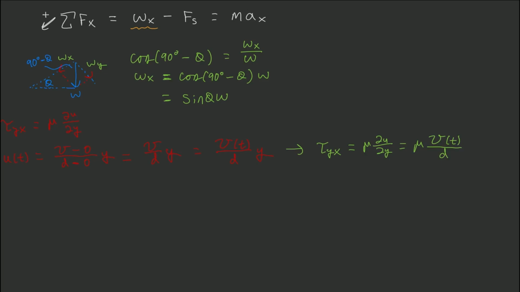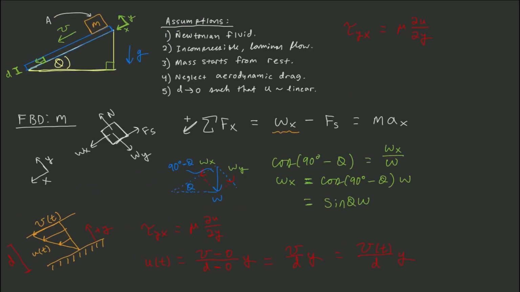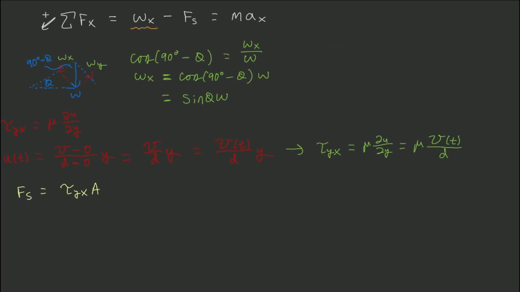Okay, so that is our shear stress within the fluid at any given moment. Now what we can write is Fs is equal to tau yx times A, where A is the area of contact between the block and the fluid beneath the block. And we've already described that here as A. Remember, shear stress is in units of newtons per meter squared, so you need to multiply by an area to get a force. So with that, we can write out our final force balance.